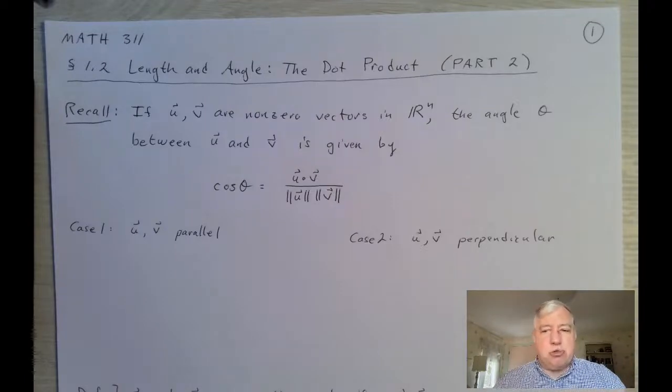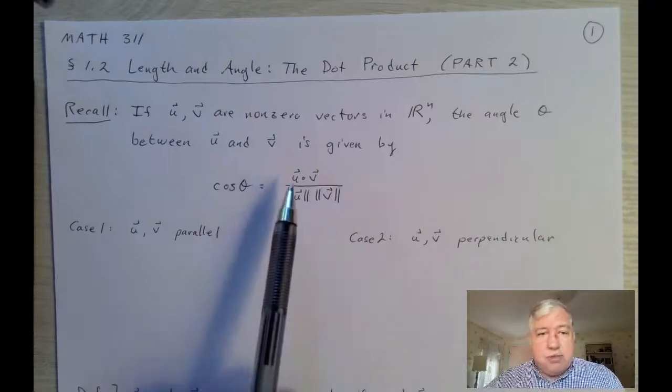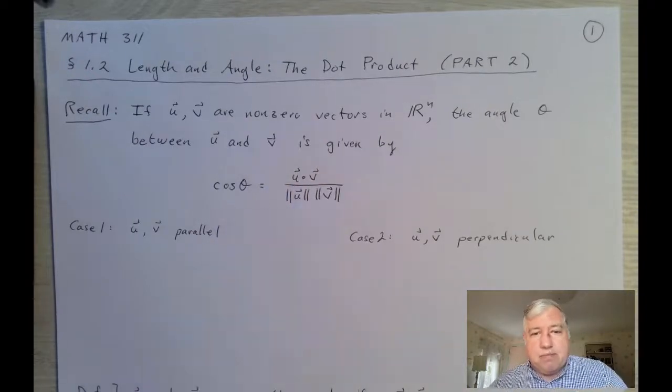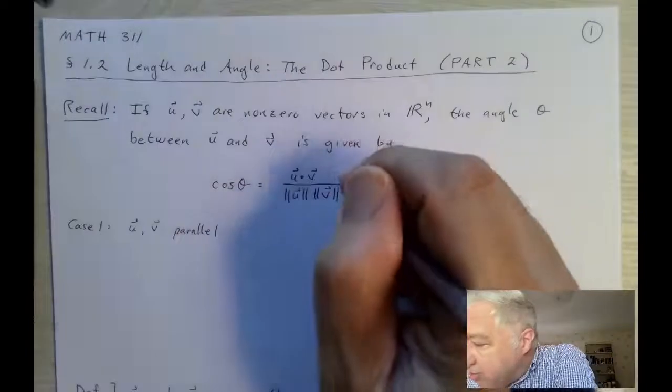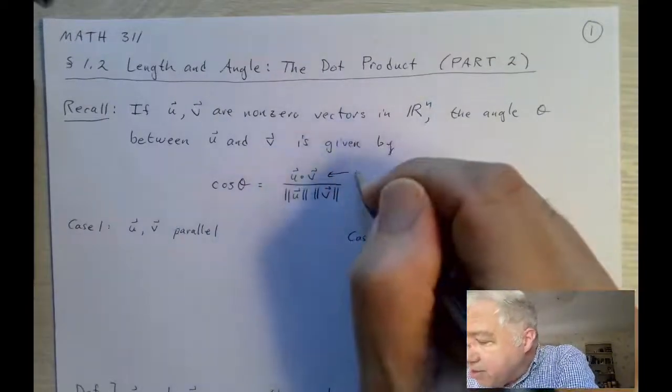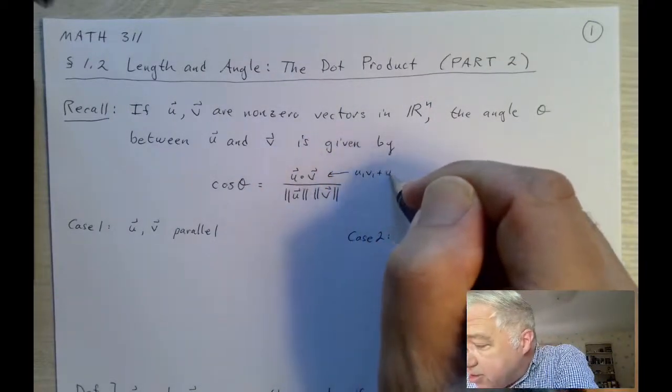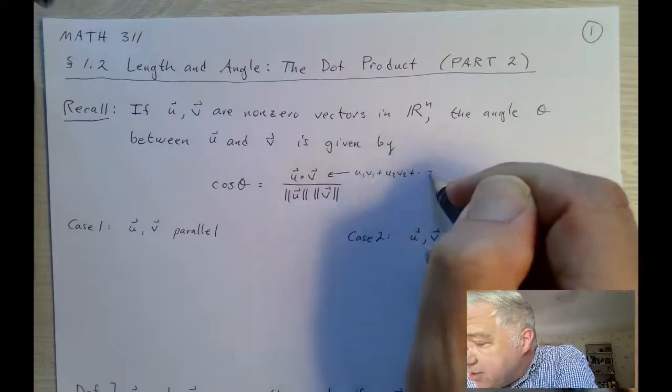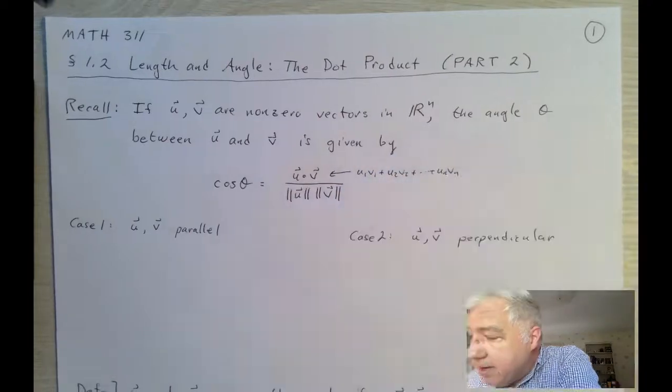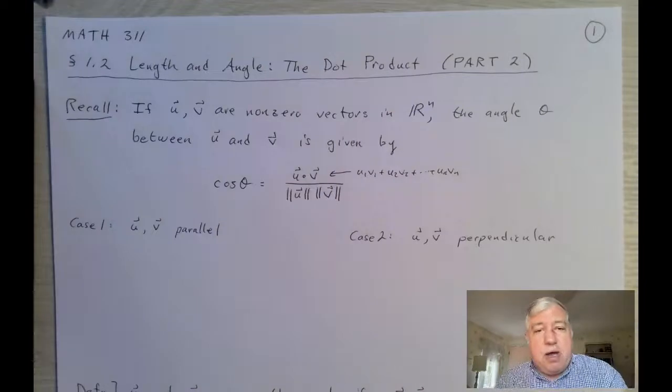Basically, it's a way of measuring the angle between 2 vectors in a given space, in a given dimension. We actually defined the angle by defining the cosine of that angle, and we said that was the dot product divided by the product of their lengths. And just to remind you, the dot product is u1 v1 plus u2 v2 plus ... plus un vn. That's how we define the dot product.